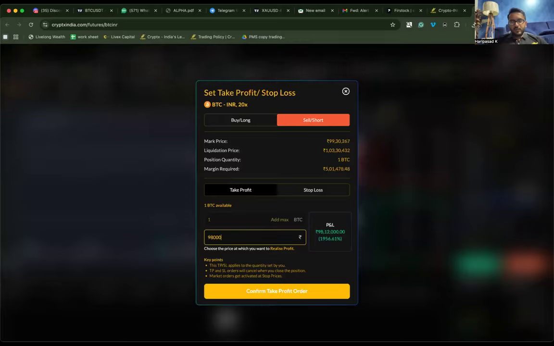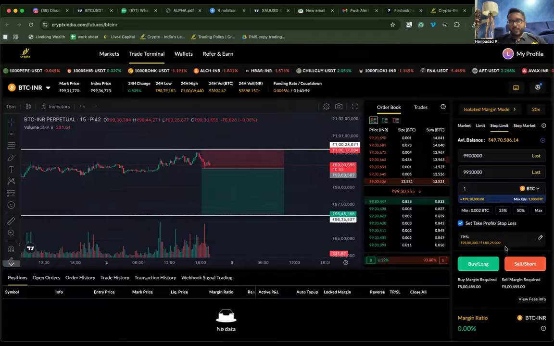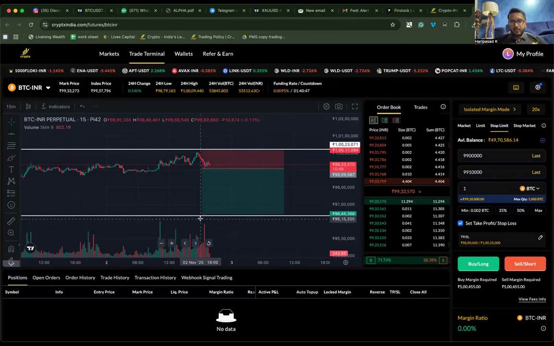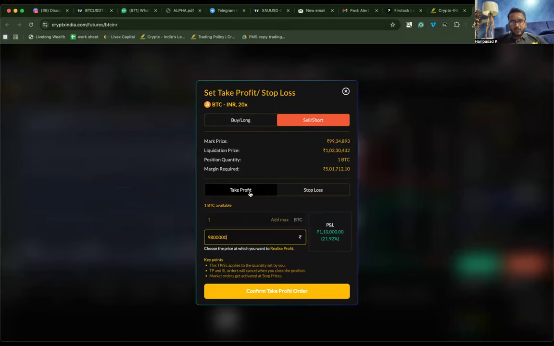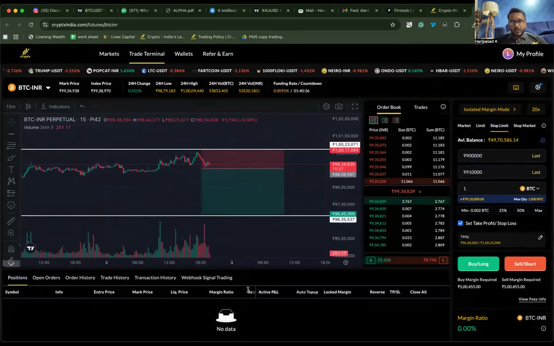So 98, this is 9.8 lakhs, 98 lakh. Okay. So this is where initially I'll confirm and keep my take profit order. I'll basically place a sell short order, keeping my target and stop loss. So target, as I mentioned to you, sorry, 96 lakhs 40,000 is going to be a target. So modify that. So 96 lakhs 40,000 is going to be my target.